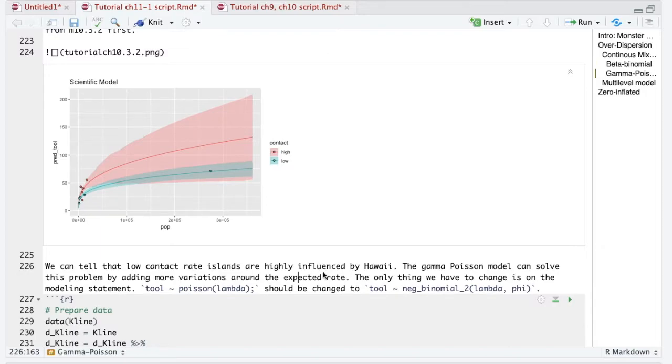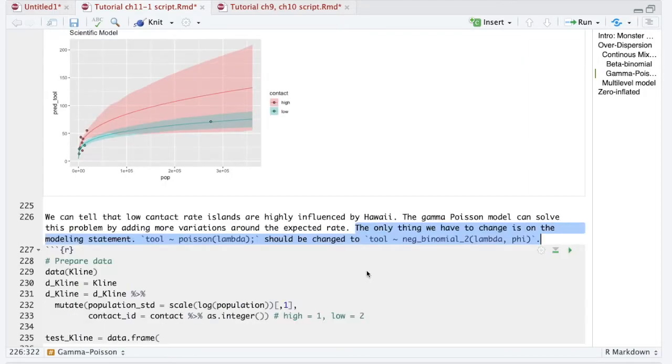How can we avoid this problem if we were not given any new information? The gamma Poisson model is here to help. It can solve this problem by adding more variance around the expected rates for low contact rate islands to avoid overfitting. This kind of modification is also simple. We just need to change the likelihood function in the model block from Poisson to negative binomial 2.